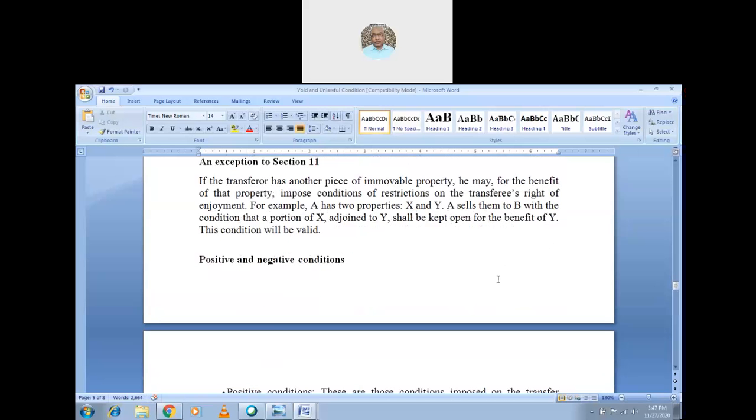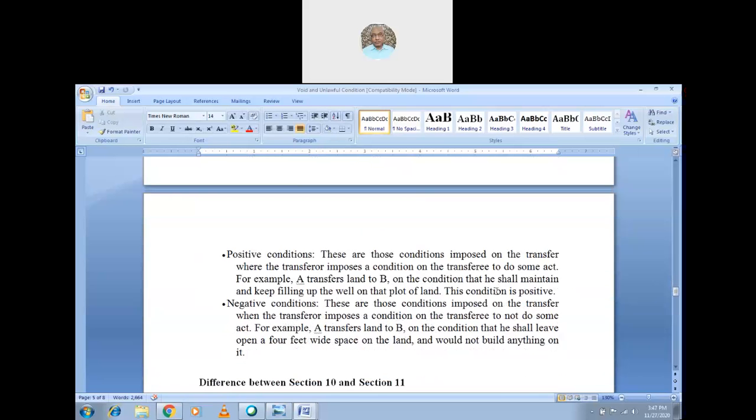Let us see what are positive and negative conditions. A positive condition is one imposed on the transfer where the transferor imposes a condition on the transferee to do some act. Like an example, you see, A transfers land to B. Who transfers is A, and the land is the subject matter, and the transferee is B.